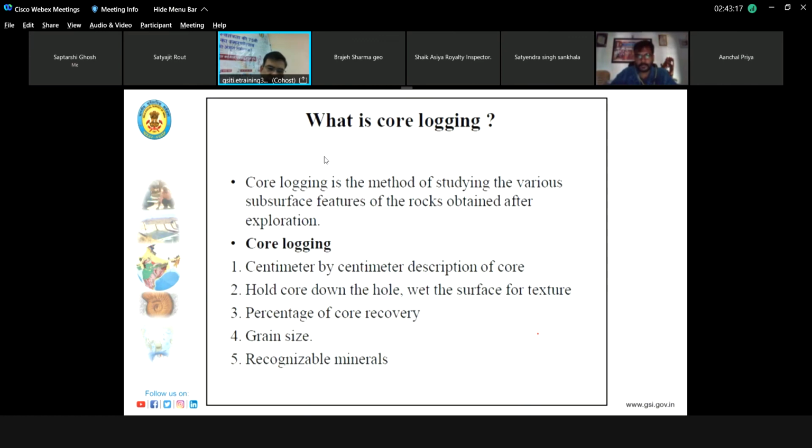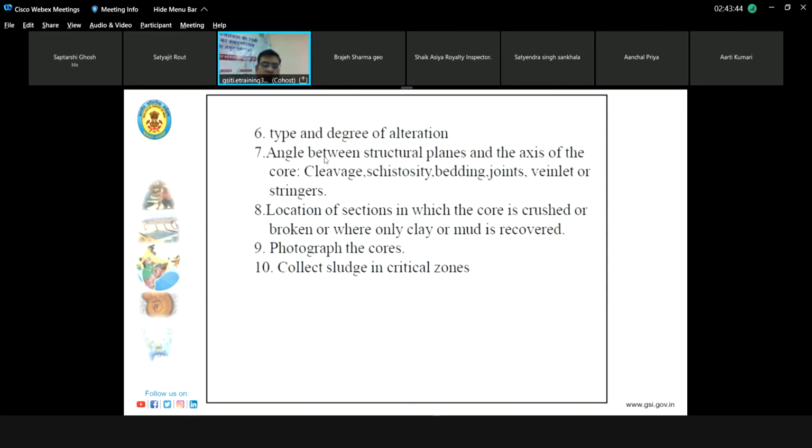You have to describe the core, maybe run-wise also, or if it is detailed you have to make it very detailed. If it is a very prospective zone, then you have to go for 1 meter, or maybe 50 centimeter, or even 25 centimeter detail core logging. Percentage of core recovery should be there. What is the grain size, the recognized minerals, everything has to be recorded.